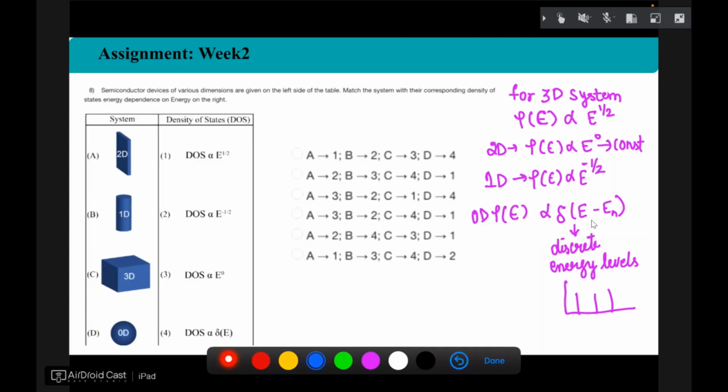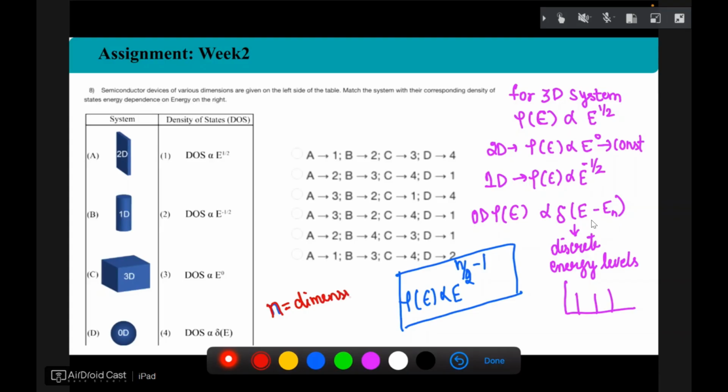There is a short formula for this also, that E is proportional to n by 2 minus 1. So for 3D, 3 by 2, put n is equals to 3, so E is proportional to n by 2 minus 1, that is 3 by 2 minus 1 by 2. If you put n is equals to 2, 2 by 2 minus 1 is 0, so it will be constant. For 1D, 1 by 2 minus 1 by 2, and for 0D it is discrete levels. So the correct answer is for 2D.